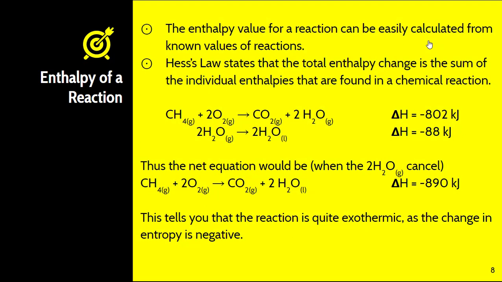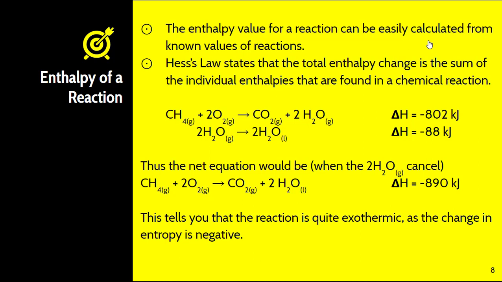So there are really 3 ways that we are going to work on calculating enthalpy of reactions. The first one is utilizing Hess's law. The second one will be utilizing enthalpies of formation, and the last one will be using bond enthalpies. The enthalpy value for a reaction can be easily calculated using known values. Hess's law states that the total enthalpy change is the sum of the individual enthalpies that are found in the reaction.